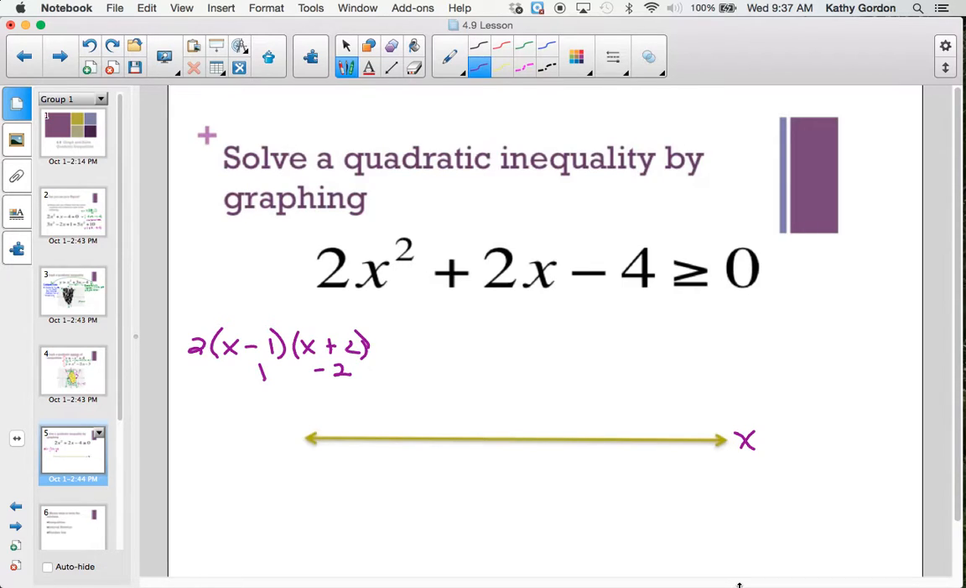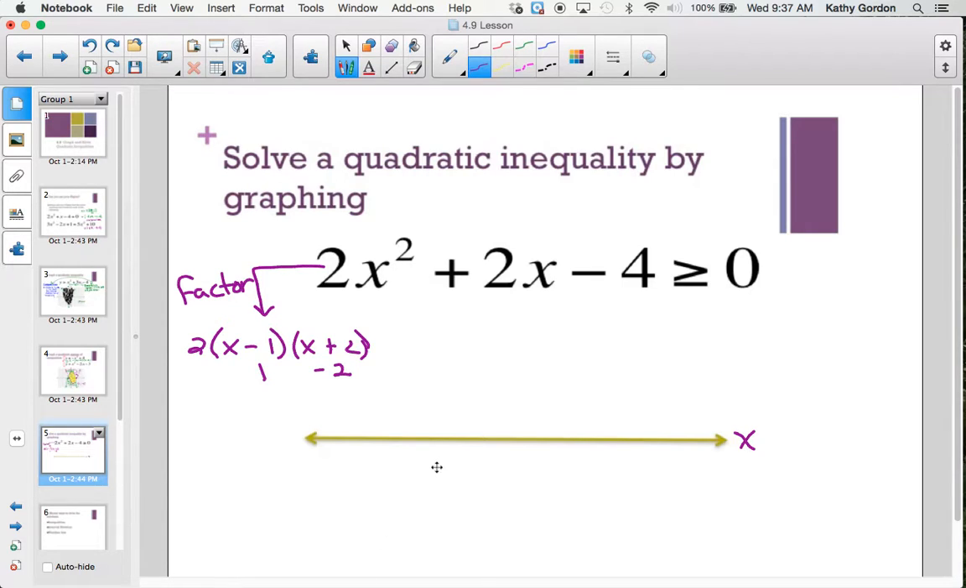Those x-intercepts come from our factored form. So your first step in these kinds of problems is to factor, because the factored form is what's going to give you where those x-intercepts should go. Okay? And so we factored. We've decided the x-intercepts are at 1 and -2.